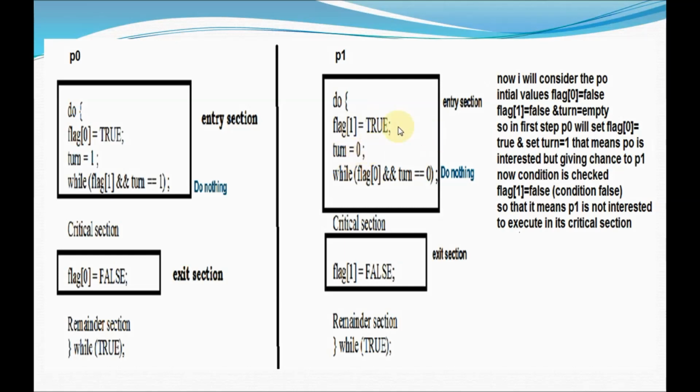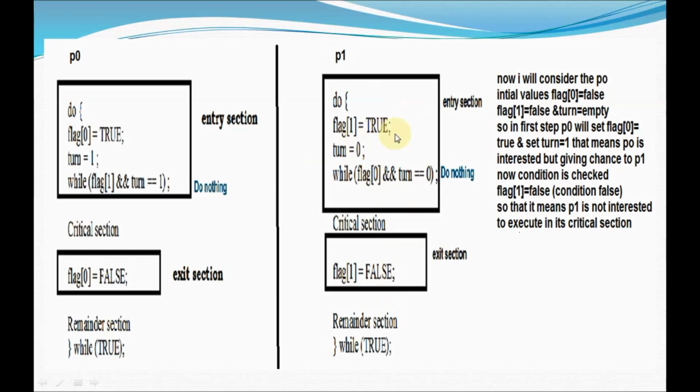So while flag is equal to 0, what is the flag 0 value here? False. Flag 0 is initially false, so what is the value here? False. So the condition fails. P1 enters the critical section and executes.